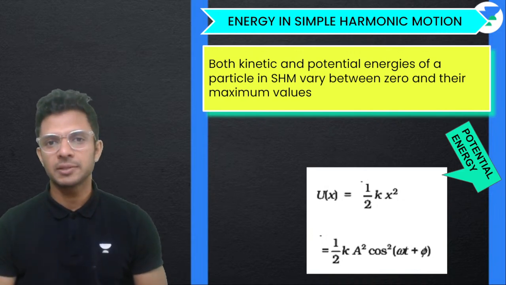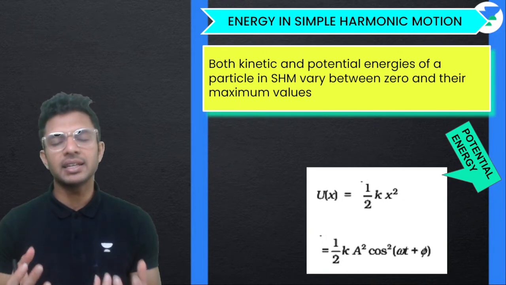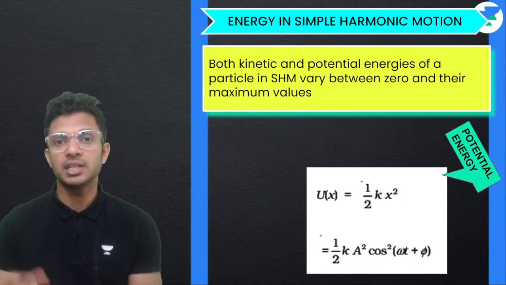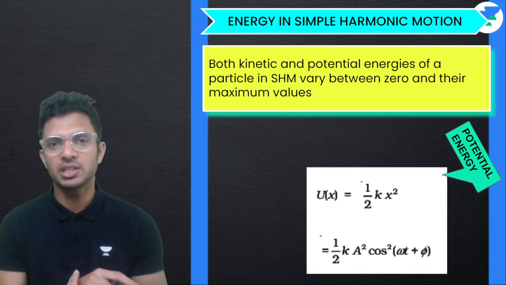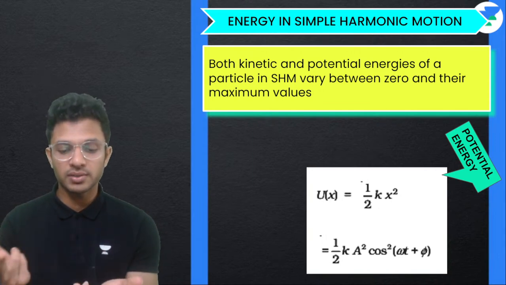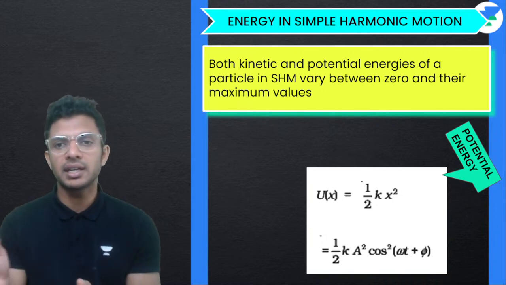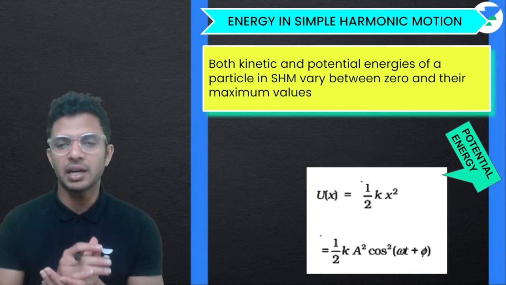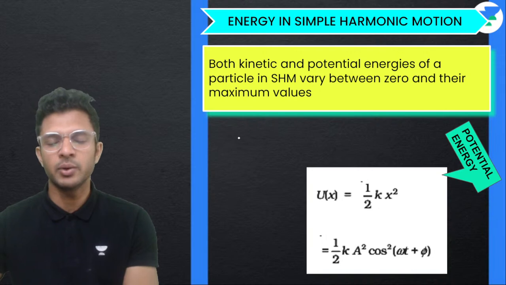Okay, let's do this. Now, what we're gonna do is first we'll realize and find out what are the energies associated when the particle makes simple harmonic motion. Theek hai, then we'll find out what is the equation for those energies at different points when the particle is making simple harmonic motion. Okay, yes, let's have a look at it.